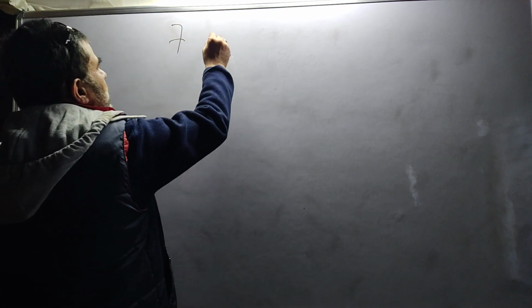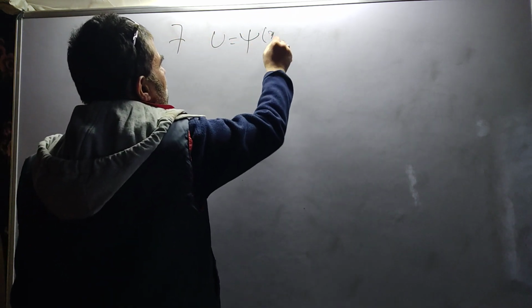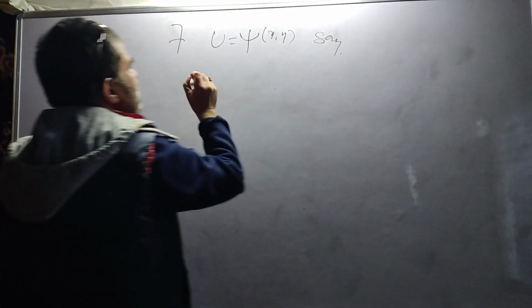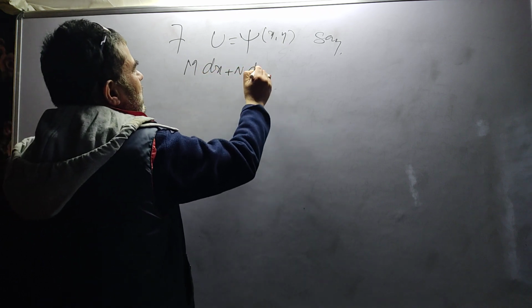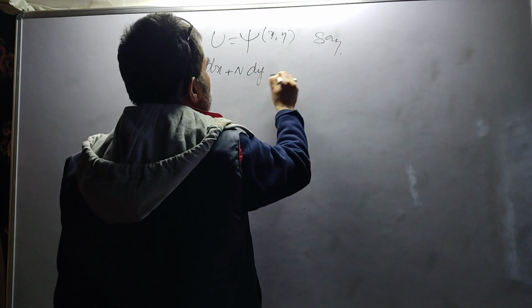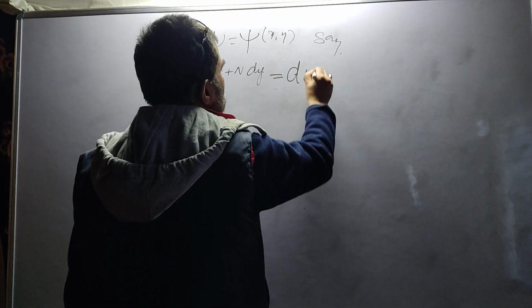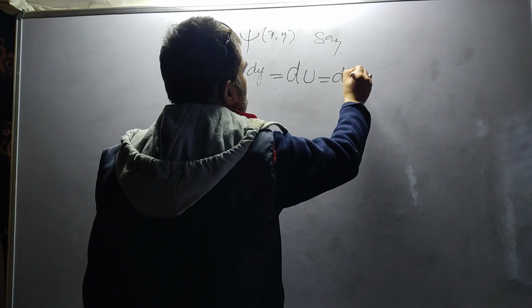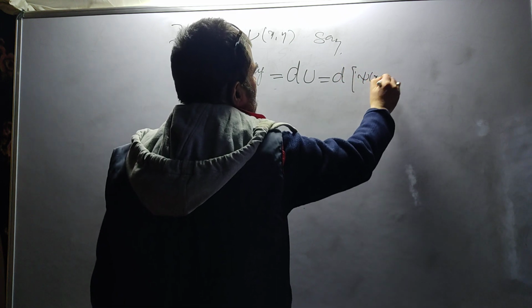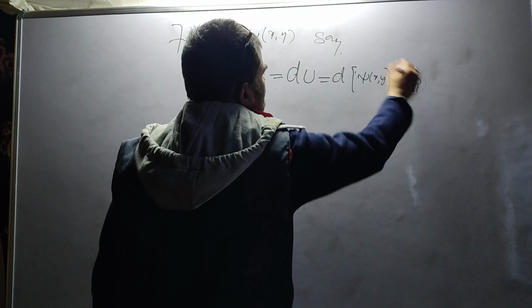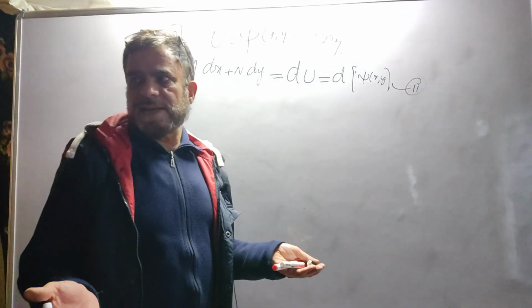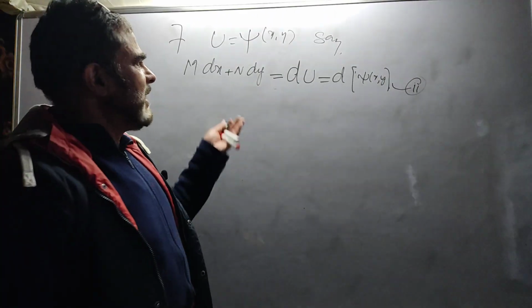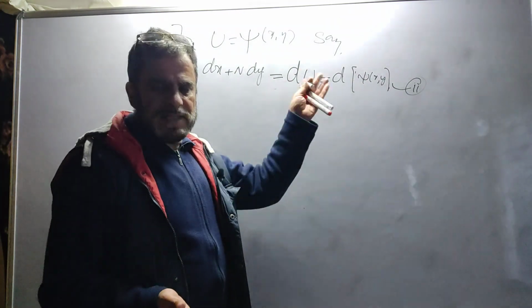Well, that means there exists u equal to psi of x, y, say, such that M dx plus N dy is the total differential of u, which is equal to d of psi(x, y). Name it second. Because you said that it is exact, it means there is some function in x and y such that this is equal to the exact differential of that.